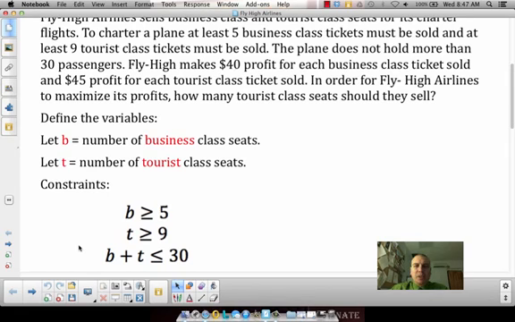What about these other numbers here? I've got $40, I've got $45. We're going to hold on that. That's how much money we make off of each of these seats.